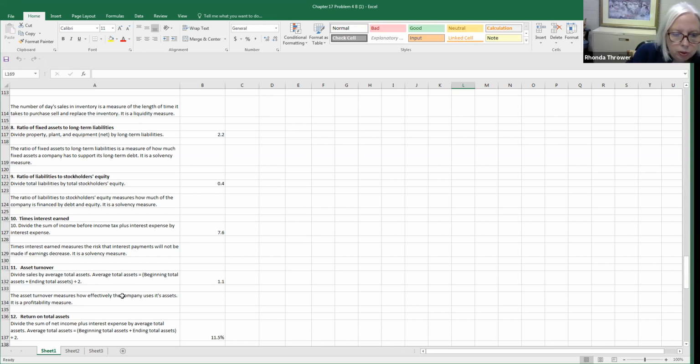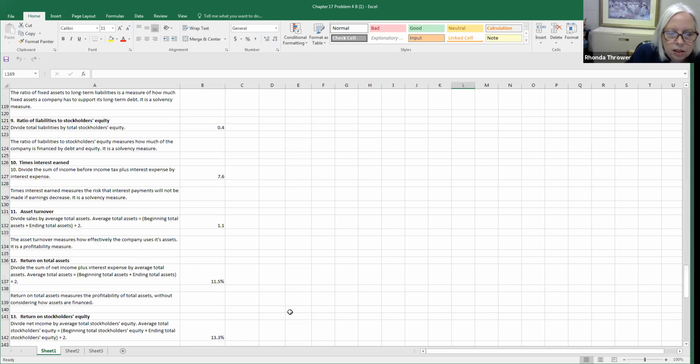Our second profitability ratio that we're going to talk about is what we call the return on total assets. This ratio is found by dividing the sum of the net income plus the interest expense. So you're going to take net income and add back in the interest expense. You're going to get that total and divide it by the average total assets, which were calculated the same way that we calculated the average assets for the asset turnover.